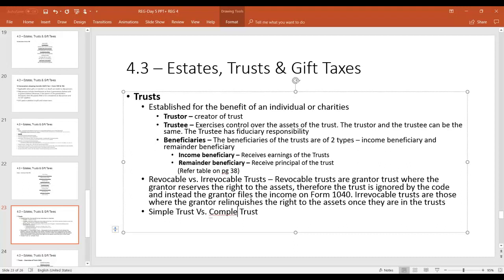So these are some classifications. Actually, it's important from the exam point of view. There are other classifications in the book which I would want you guys to read on your own, but these are some broad classifications that I want you to remember. So what is a simple trust?